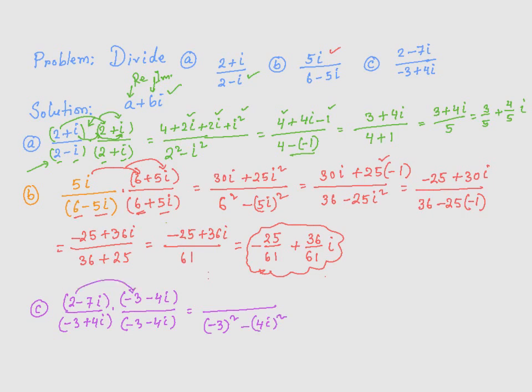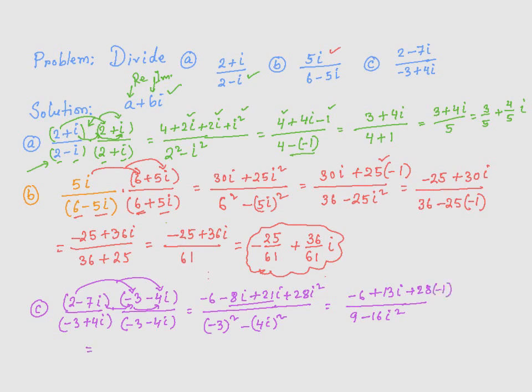Negative 3 times 2 is negative 6. Then 2 times negative 4i is negative 8i. Negative 7i times negative 3 is positive 21i. Then negative 7i times negative 4i is positive 28i squared. Then in the denominator, I'm going to get 9 minus 16i squared. In the numerator, it's going to be negative 6. Then these two combined are going to give me positive 13i. Then plus 28i squared is going to be 28 times negative 1.